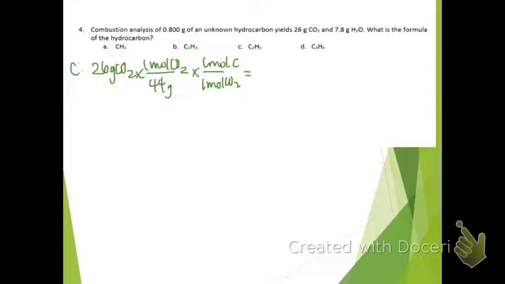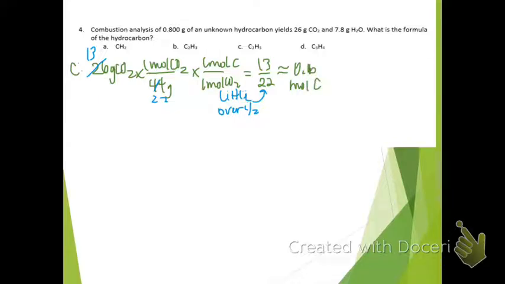To find my moles of carbon, once I have that dimensional analysis set up, I'm going to go ahead and simplify by dividing by 2. That's going to give me 13 over 22. Well, 13 over 22 is a little over 1/2. 1/2 would be 11 over 22. So I'm going to estimate this to be about 0.6 moles of carbon.